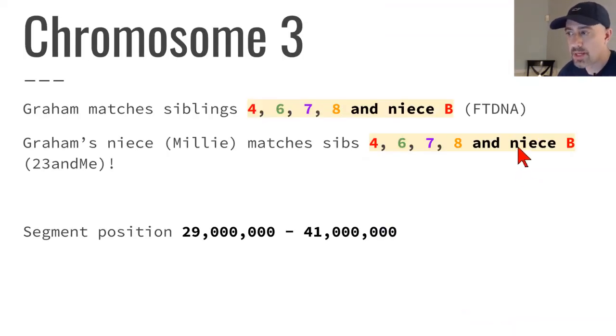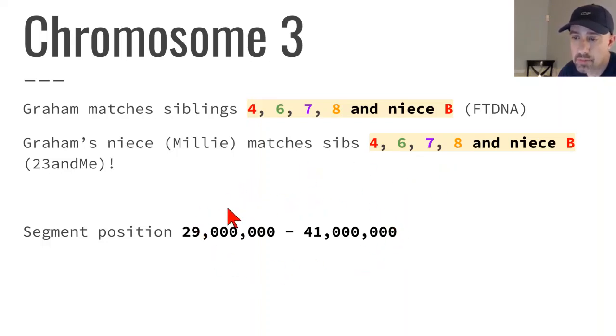So we went ahead with the information that we did have, and I found that Graham matches my siblings on chromosome 3. He matches siblings 4, 6, 7, 8, and niece B. Niece B is 4's daughter. So that is according to Family Tree DNA. And this shared segment is at a position approximating 29 million to 41 million. And I found that Graham's niece also matches siblings 4, 6, 7, 8, and niece B in the same location on the same chromosome.